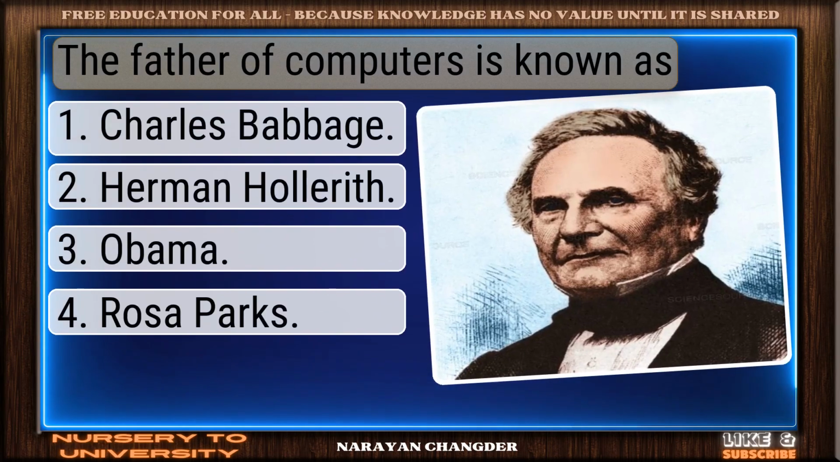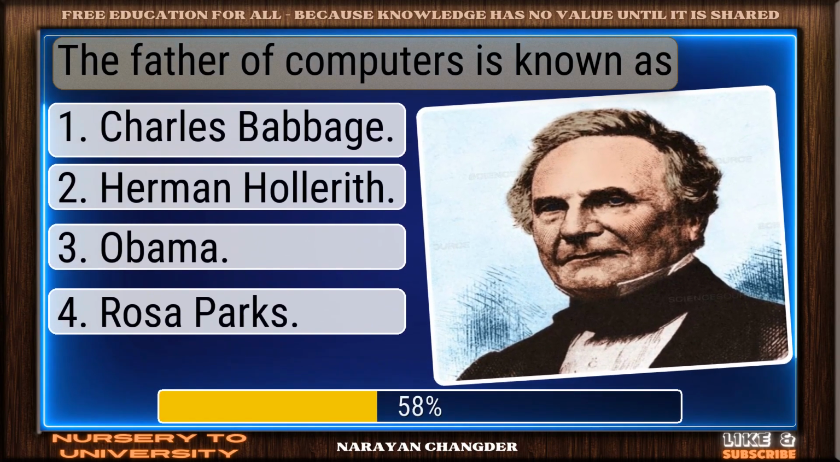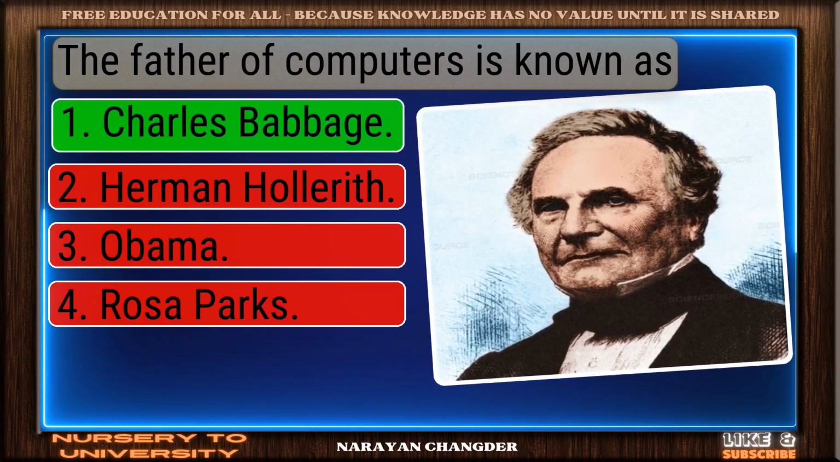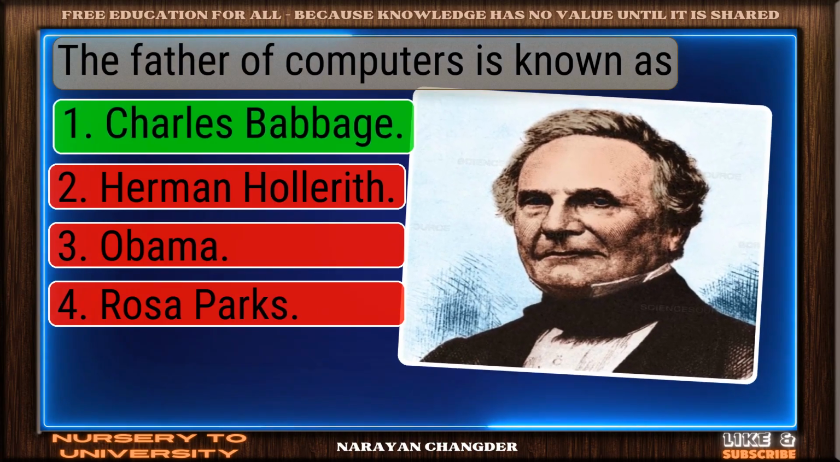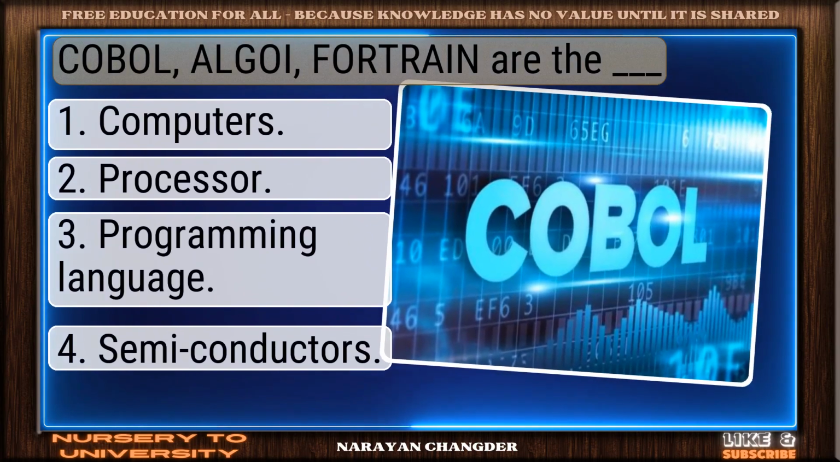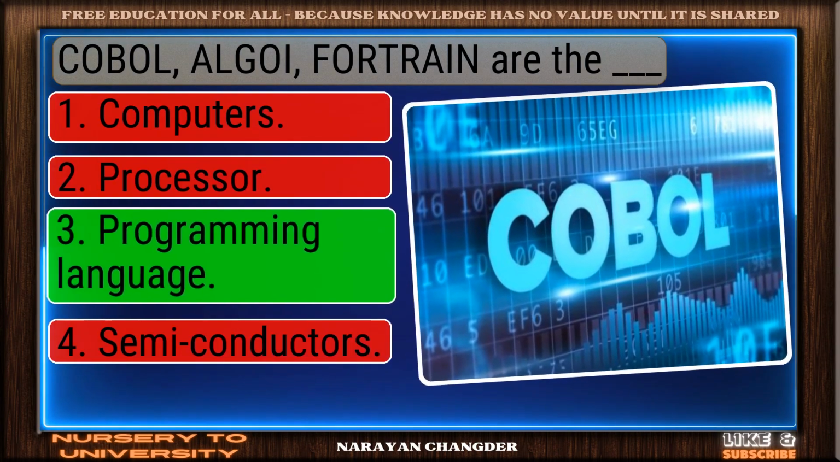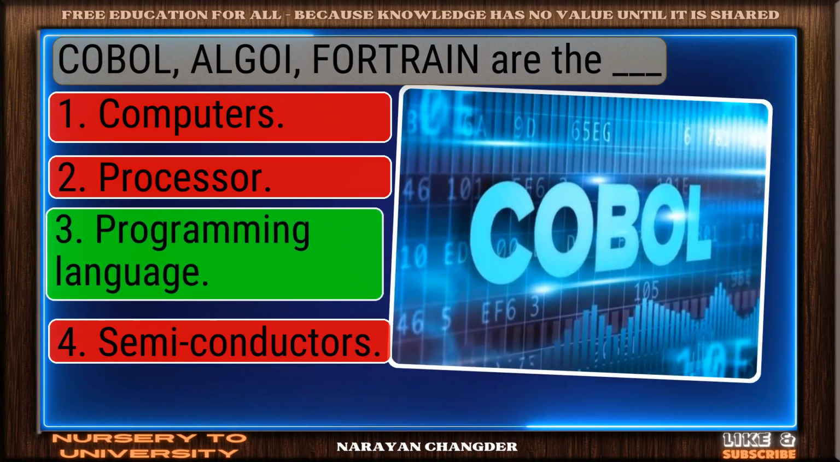Question number 59. The father of computers is known as. Good job. Your answer, Charles Babbage, works well here. Question number 60. COBOL, ALGOL, Fortran are the dash. Bravo. Programming language is the answer.